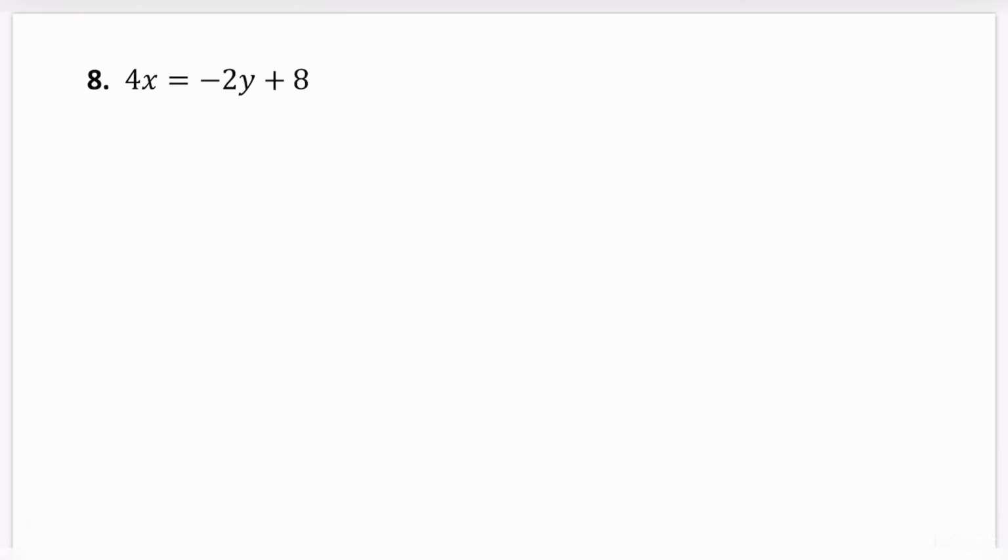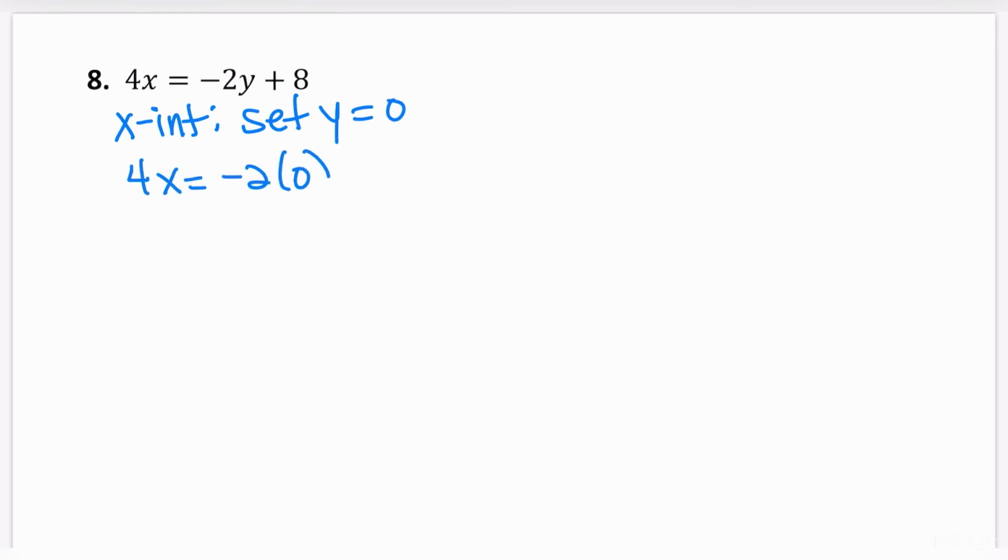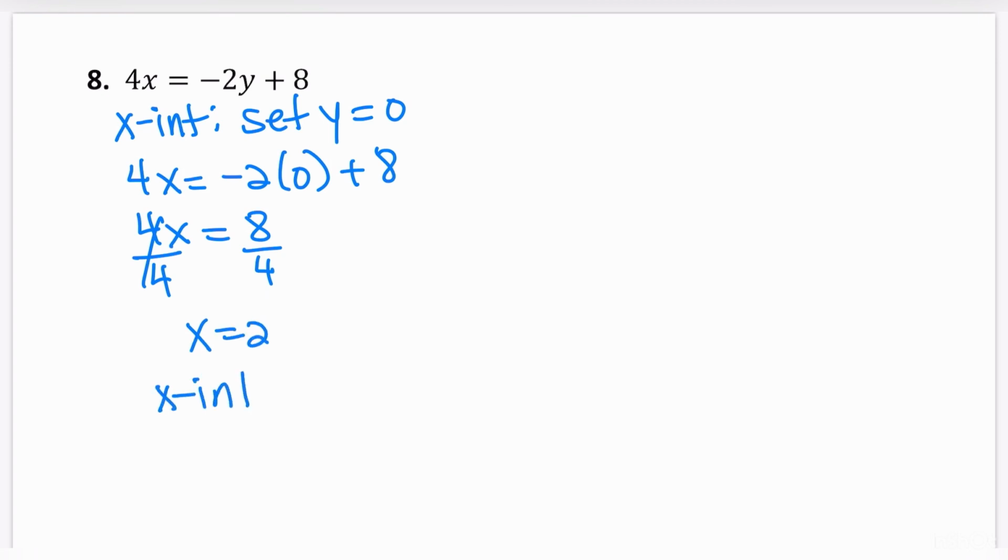In question number 8, last but not least, to find the x-intercept, once again, set the y equal to 0. So 4x equals -2 times 0 plus 8. So that means 4x is equal to 8 because -2 times 0 is just 0. If I divide both sides by 4, I get x is equal to 2. That means the x-intercept is the point 2, 0.